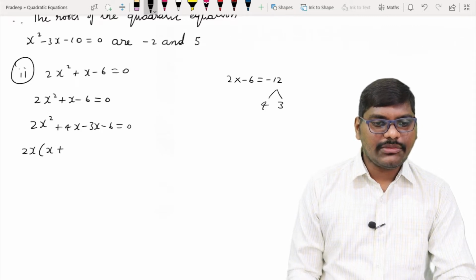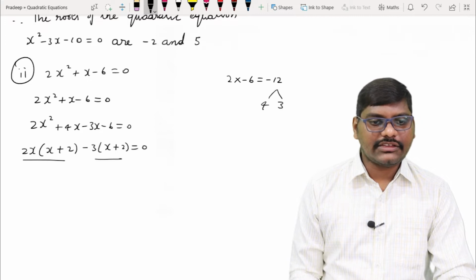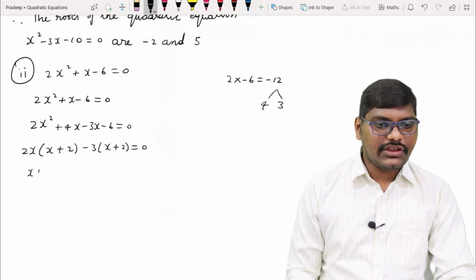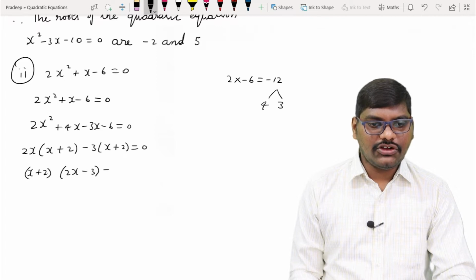So here I'll just remain with 2. If I take minus 3 common, I'll remain with x plus 2 equal to 0. So from the whole expression I can take x plus 2 common, and when I take x plus 2 common, I remain with 2x minus 3 equal to 0.